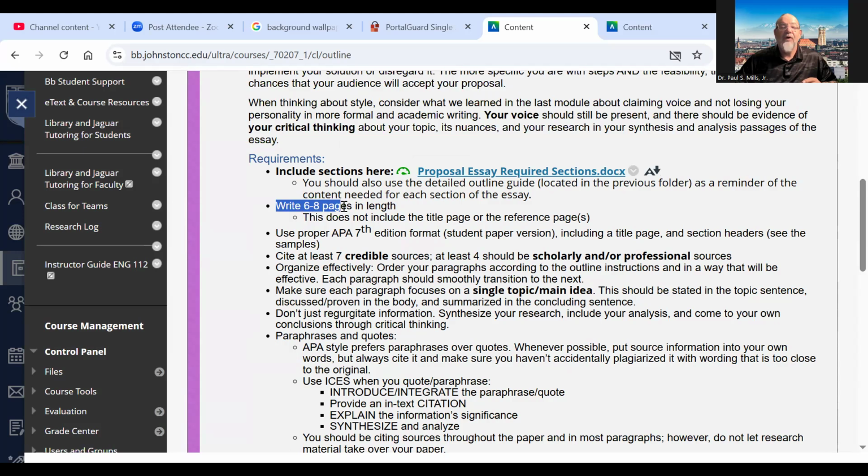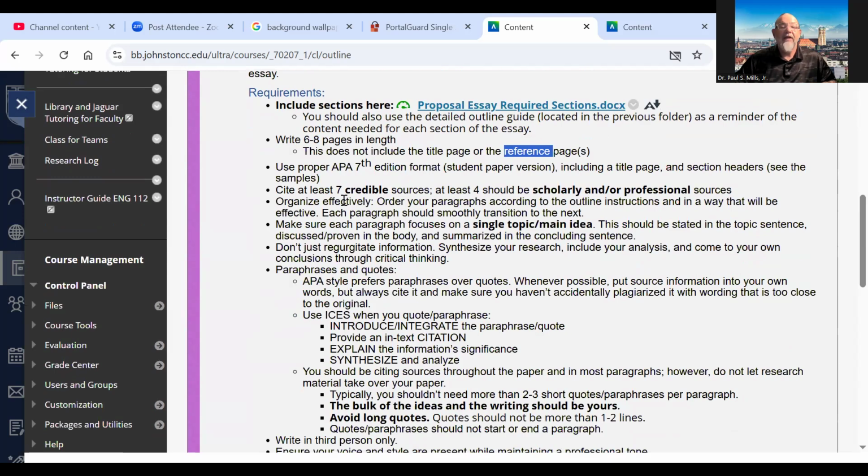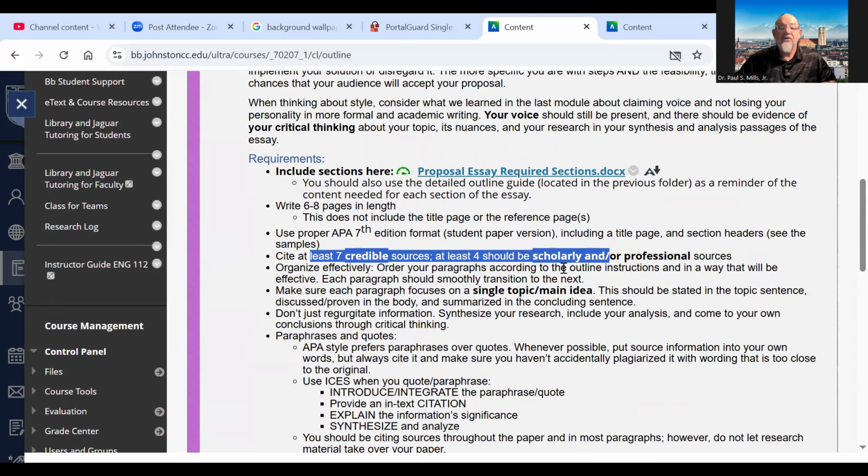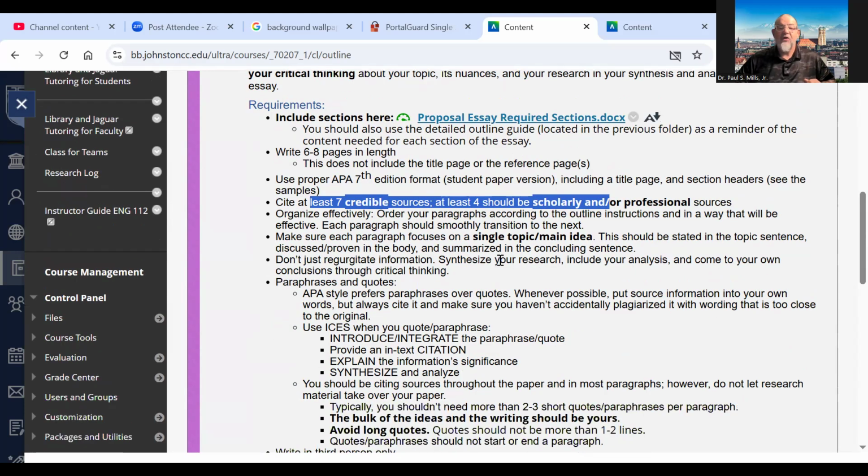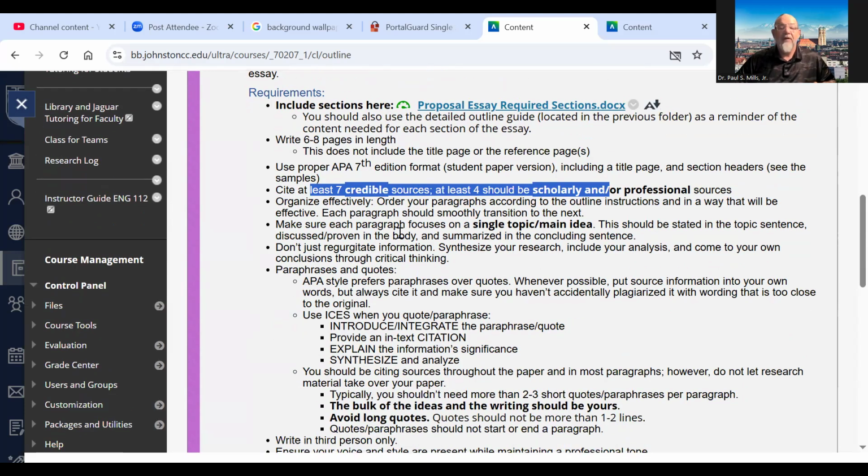This is the total essay. It needs to be 6 to 8 pages in length. That does not include the title page, remember, it's APA, or the references page that comes at the end. Use APA formatting and at least 7 credible sources. 4 of those should be scholarly sources. The rest you may use whatever you'd like. Remember that all of those sources must be located in the research log, or there's a penalty for that.